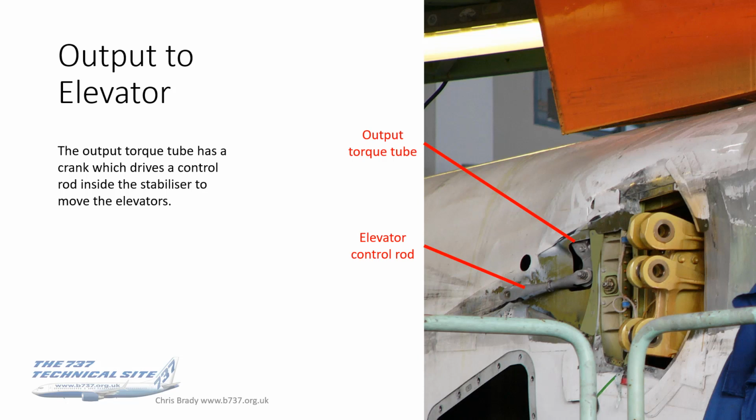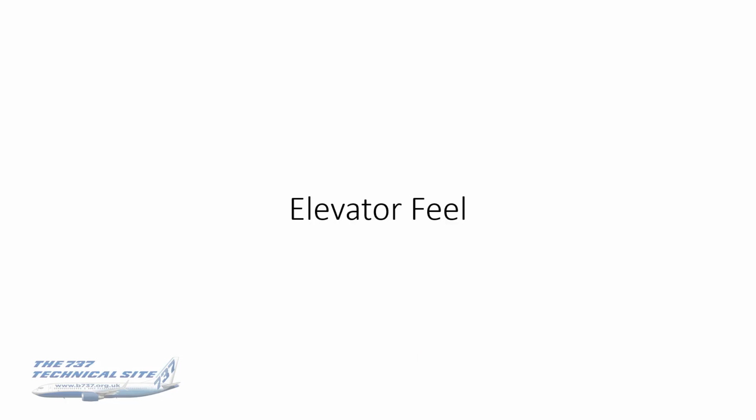Outside of the aircraft again, this is what you see. I've labelled at the top there the end of the output torque tube. So the top of the previous picture, that was the output torque tube. That's where it is. You can see below that a crank coming off it, and then the elevator control rod there, which is the rod that is physically attached to the elevator. And that, of course, lies inside the stabilizer. Obviously, you don't normally see this. This is a photograph of an aircraft taken with the stab and elevators off. So that's how it works mechanically. Anyway, let's have a closer look at elevator feel.